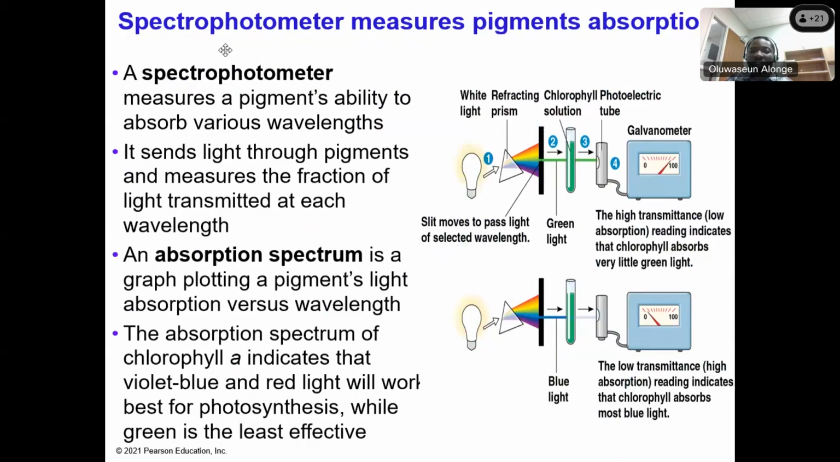Now, a spectrophotometer is used to measure the pigment. It sends light through the pigment and measures the fraction of the light transmitted at each wavelength. An absorption spectrum is a graph that we use to plot it.